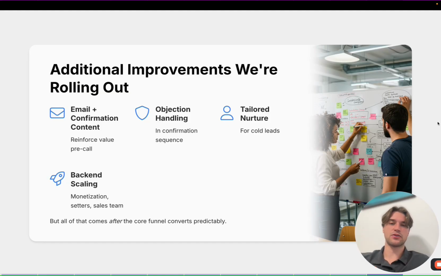You can actually tailor the nurture to people based on what they're interacting with. And then you want to scale it on the back end. This is going to be other monetization stuff. There's setters that we could use. We can improve and scale the sales team. But all of that comes after the core funnel starts converting and we see those improvements in the VSL, because you just want to do one thing at a time.